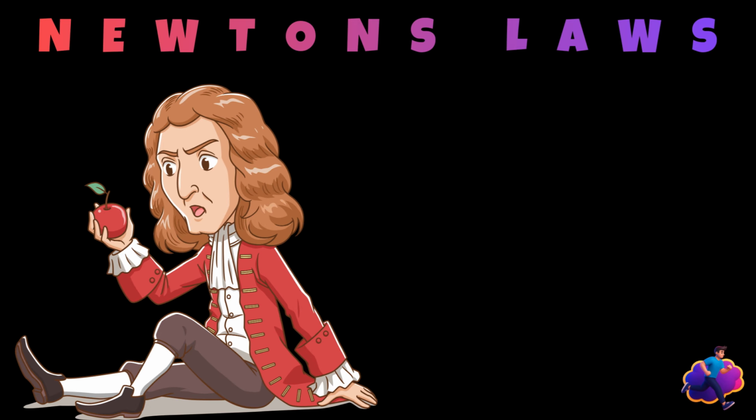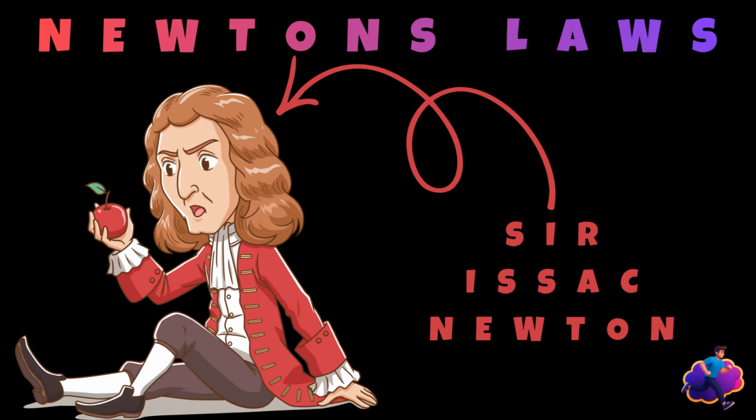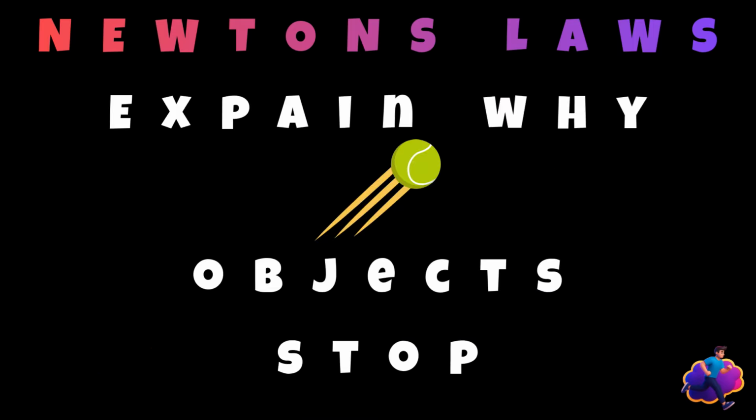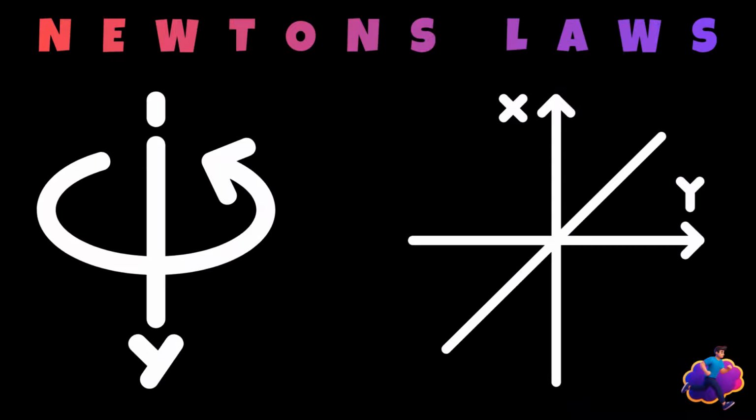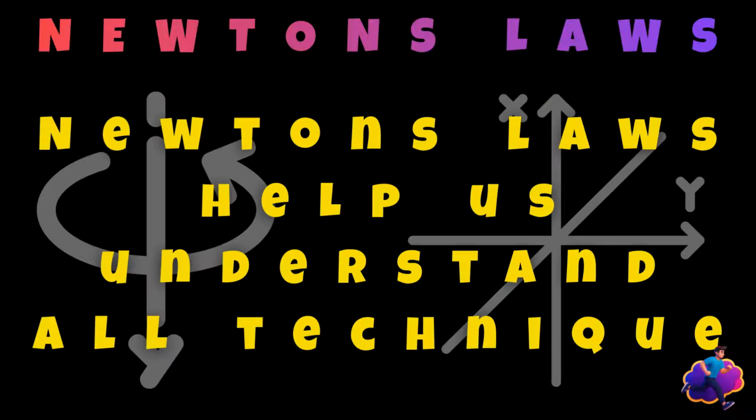To understand and analyze these movements, we use Newton's laws of motion. These laws explain why movement starts, why it stops, and why it changes direction or speed. They apply equally to linear and angular motion, giving us a framework to understand almost every sporting technique.